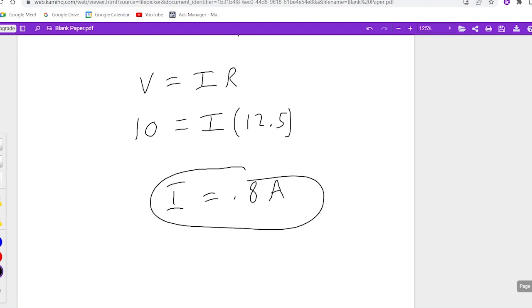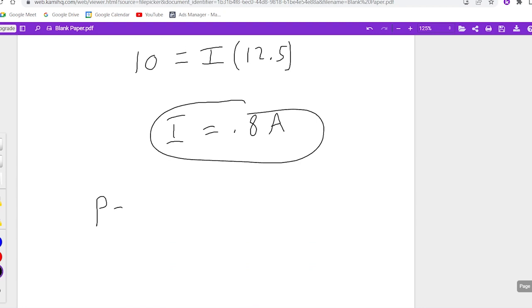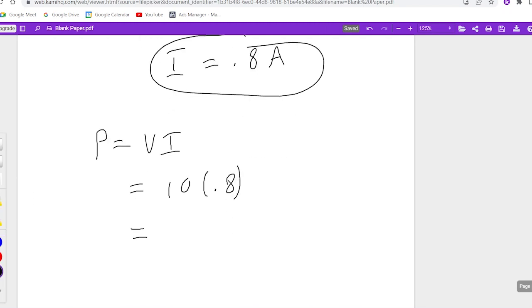And if I wanted to find the power, it's easy because the power is just the voltage times the current. So the voltage we said was 10. The current is 0.8. And so the total power is going to be 8 watts. And there we go. That's everything for number 30.